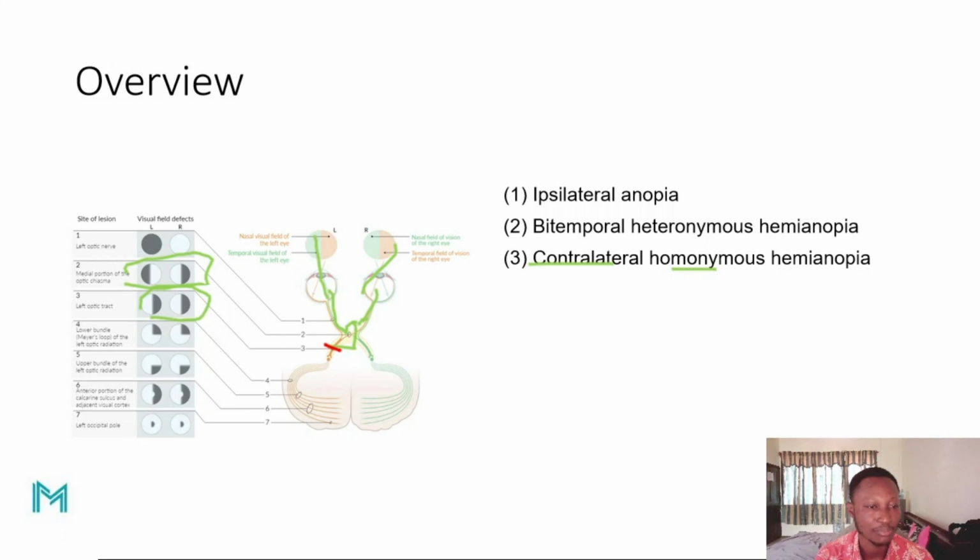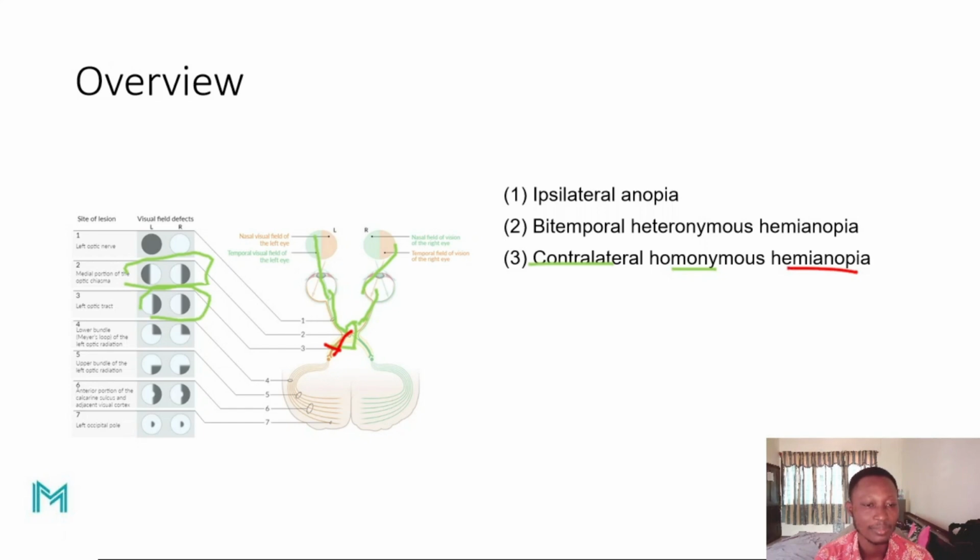So you can say temporal here and nasal here, but it is the right visual field on both sides. So it is right on both visual fields, and that's why it's called homonymous. Homo means same, right. And it's contralateral because the lesion is on the left optic tract, but the defect is on the right visual field, or both eyes. And it's hemianopsia because it's half of the visual field. And so this is what you have somewhere here.